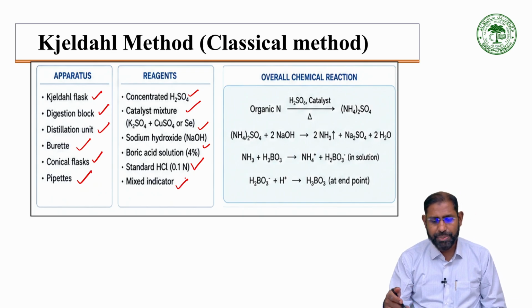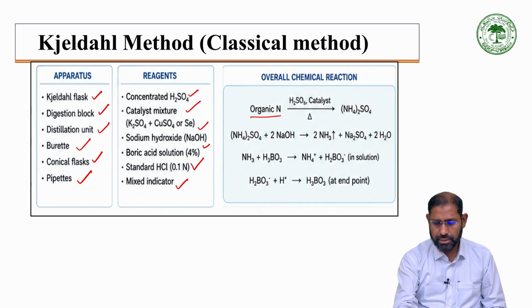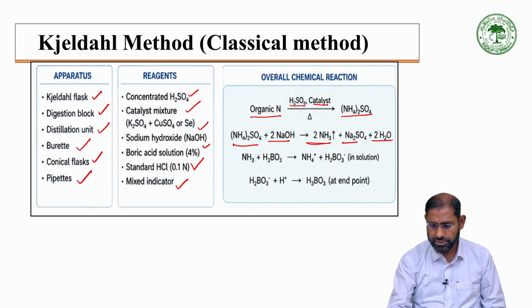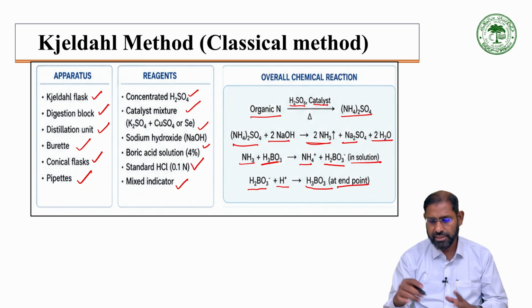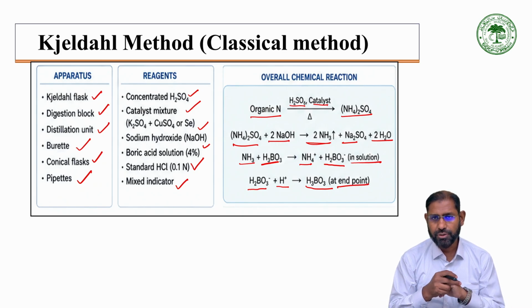And these are the overall chemical reactions. We have the organic nitrogen, then sulfuric acid and catalyst, forming ammonium sulfate. Then ammonium sulfate with sodium hydroxide forms ammonia release, then sodium sulfate, and water is released. Then this ammonia reacts with boric acid solution, and we have ammonium and H2BO3 in solution. Then finally this H2BO3 gets a hydrogen and becomes H3BO3 at the end. This is the reaction process, the overall chemical reaction of the Kjeldahl method for quantification of protein.